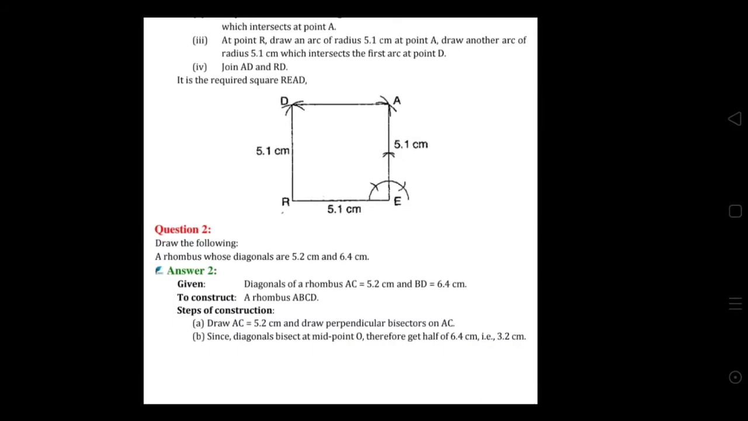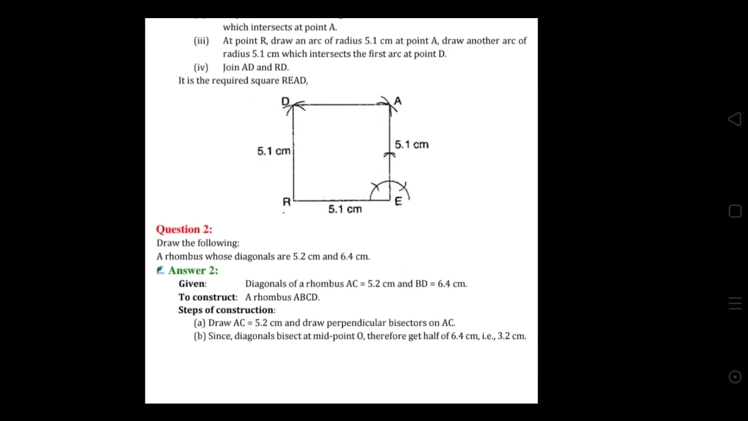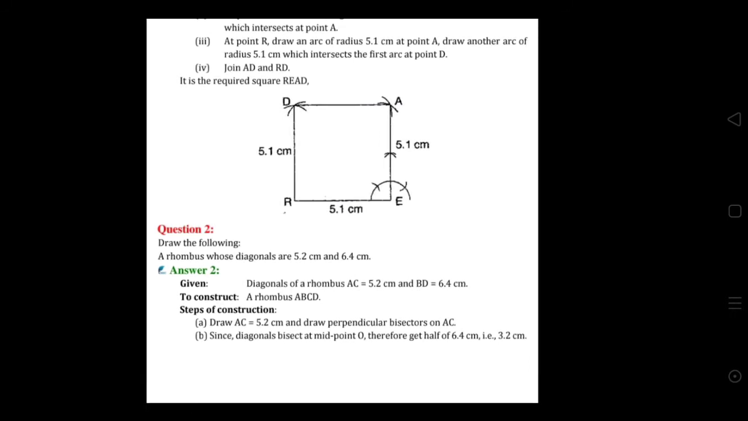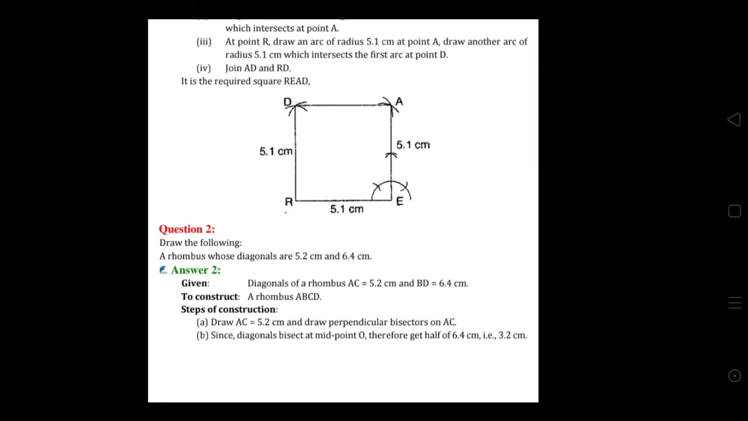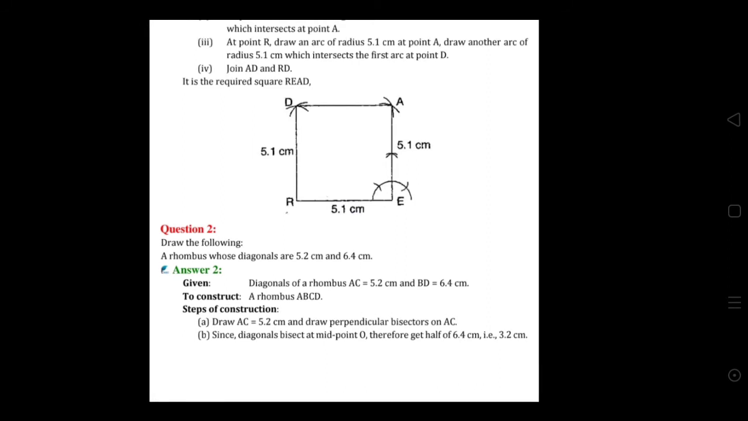Draw the following rhombus whose diagonals are 5.2 centimeter and 6.4 centimeter. In a rhombus also all the sides are the same, but here it is given that only two diagonals. So first draw any one diagonal. Let AC equal 5.2 centimeter and diagonal BD equal 6.4 centimeter.